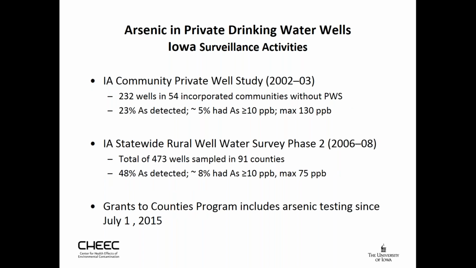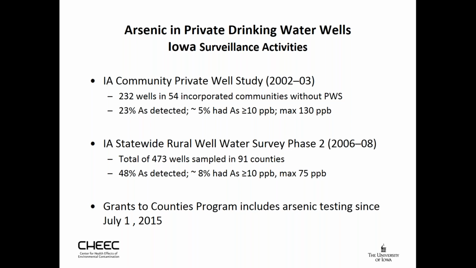So we've done quite a bit of surveillance on arsenic in private drinking water wells. Back in 2002, 2003, there was a study, and probably everybody on this webinar today was involved in this, in the SWIRL phase 2, because lots and lots of different agencies at the UI, IDNR, IDPH, USGS, county sanitarians across the state and so on were all involved in these studies. In the 2002-2003 study, we found 23% of the wells we tested had detectable arsenic. About 5% had high arsenic at over 10, and we found a maximum concentration of 130 parts per billion.